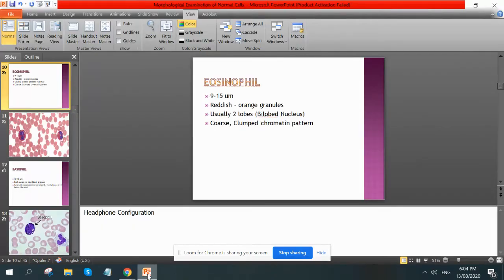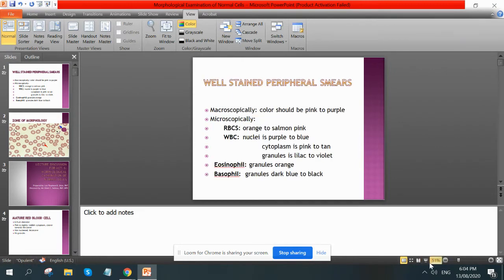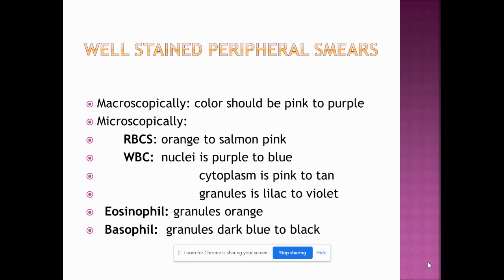So basically, I have here a short discussion for this particular activity. Before I start with the lecture discussion proper for Activity 6, just a recap of your previous activity. Since you're done with Activity 5, I will assume that you have already made a peripheral smear, and by having an ideal smear, next you should stain your peripheral smears.